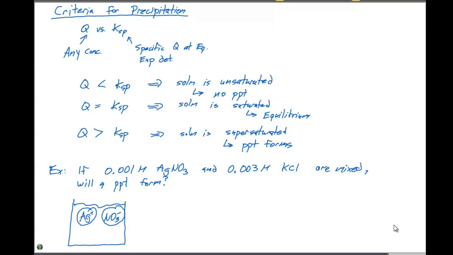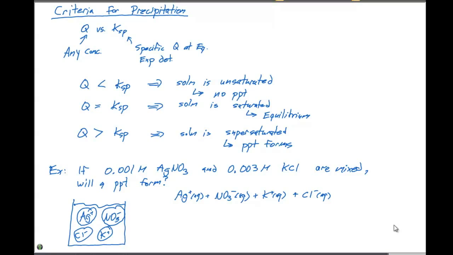When we mix these two solutions, if we have a potassium chloride solution, the potassium chloride is also soluble. So we're going to have potassium plus ions floating around in solution and Cl minus ions floating around in solution. So at this point, what we can say is that we have silver ions in aqueous solution plus nitrate ions in aqueous solution plus potassium ions in aqueous solution plus chloride ions in aqueous solution.